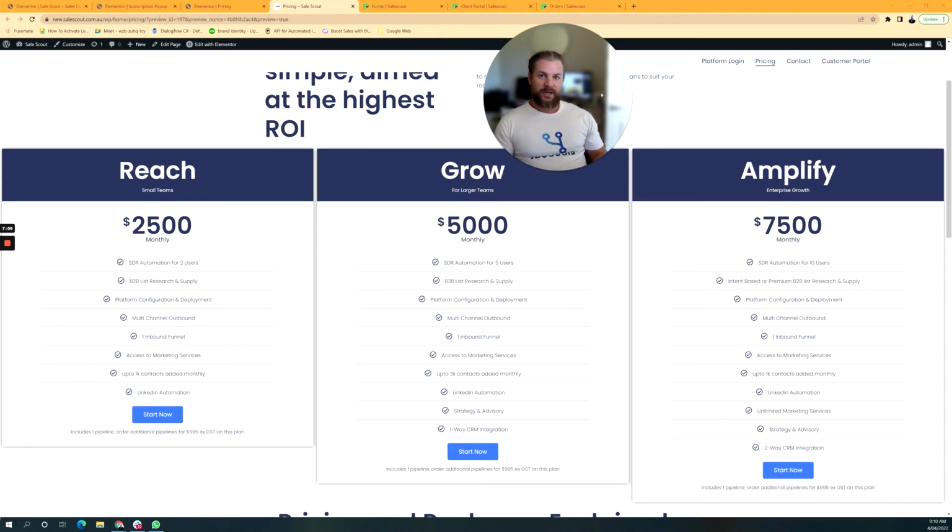We also deploy the entire platform for you. You get 10 users. So if you've got a large sales team spread across the globe in any language, geography, etc., get them in there. They can all be using it. They can all be running their own market segments. So that gives you a huge number of pipelines to be working with. You can run inbound funnels as well. You get access to all of our marketing services.